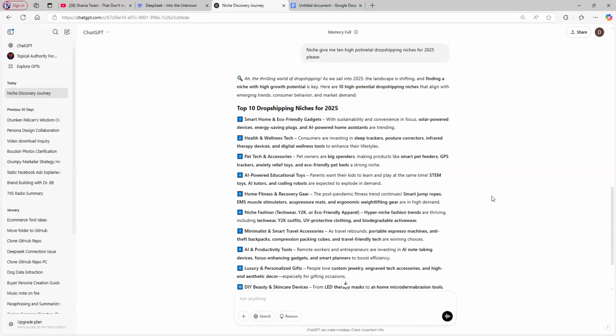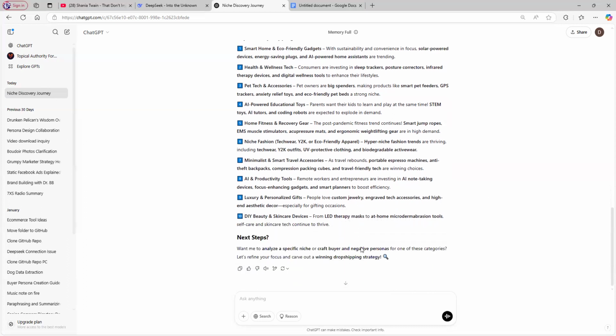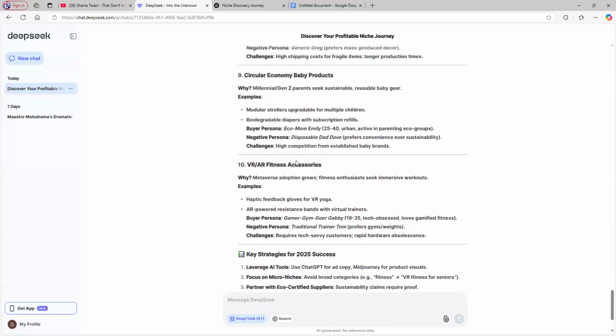The personalized gifts, again, that falls under print on demand, and there are a few suppliers that do, like, the custom jewelry and whatnot. Read the reviews, go online, do your research, do your homework, folks. And DIY skincare devices. Yeah, again, bunch of quackery on this one. So let's see what DeepSeek says.